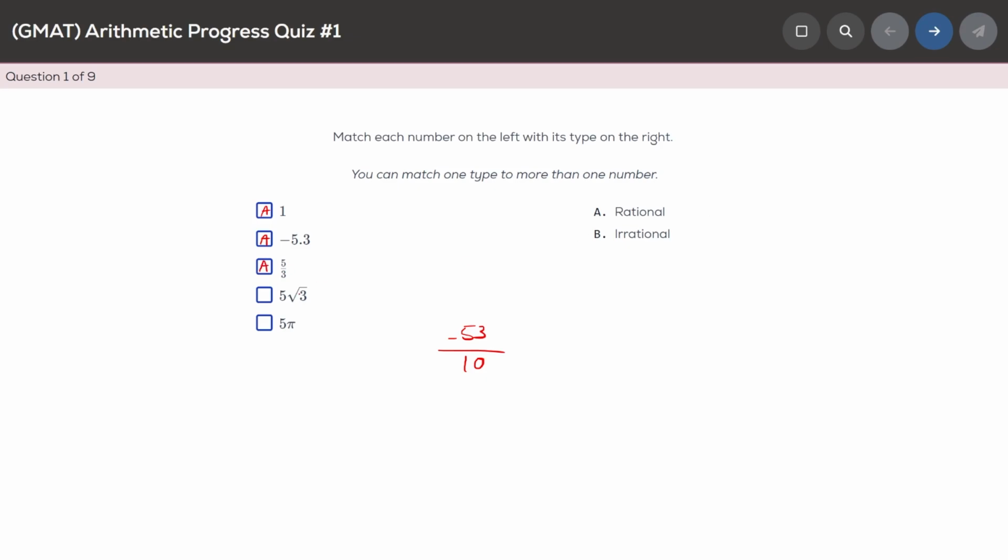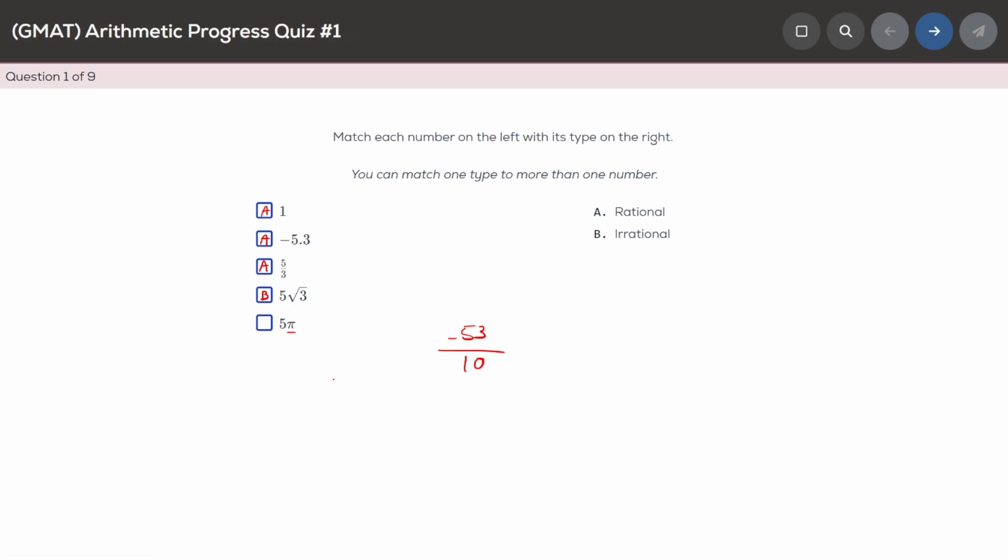Now, the problem with this square root of 3, no matter what you do, you cannot write that as a fraction, so that's going to be irrational. And the same thing is true with pi. You probably remember pi, right? I don't mean Thanksgiving dinner pie. I mean the circle pi. That also cannot be written as a fraction.